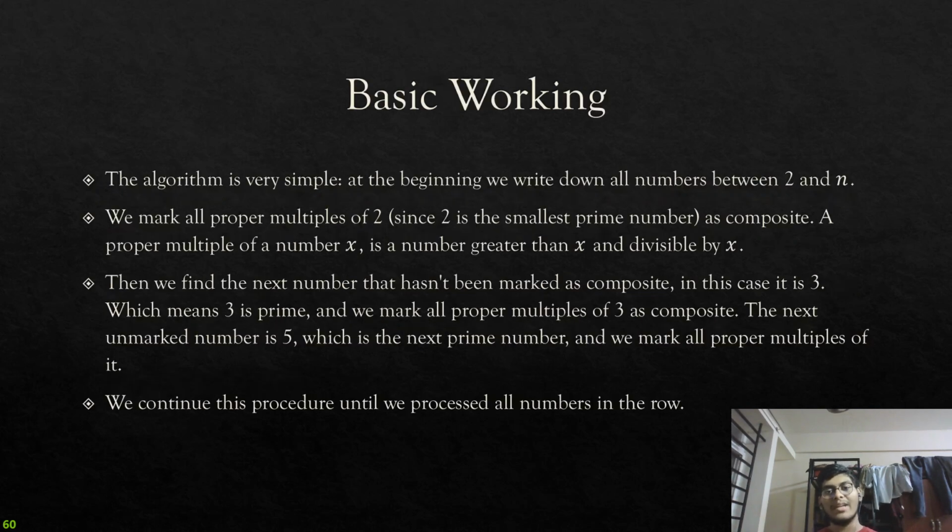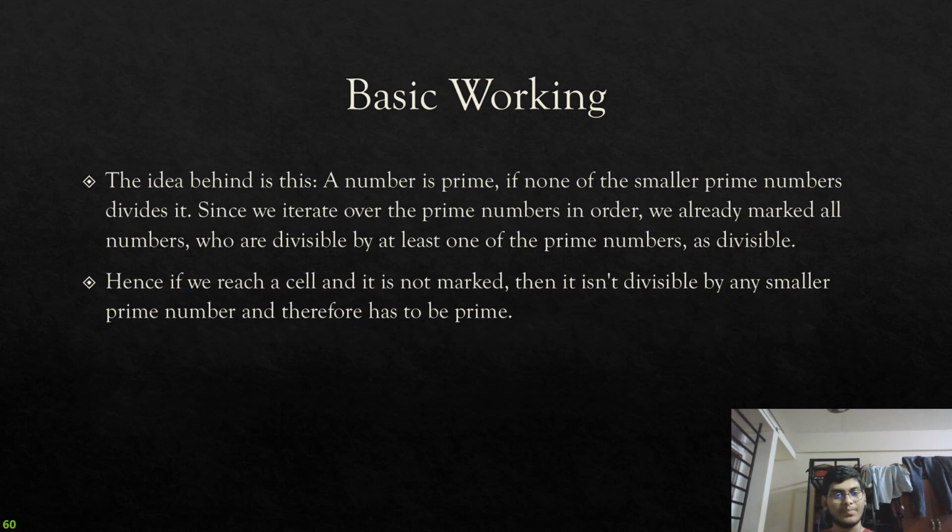At the beginning, we write down all the numbers between 2 and n. We mark all proper multiples of 2, since 2 is the smallest prime number, as composite. A proper multiple of a number x is a number greater than x and divisible by x. Then we find the next number that hasn't been marked as composite, which in this case is 3, which means 3 is prime, and we mark all proper multiples of 3 as composite. The next unmarked number is 5, and we keep going on in this way.